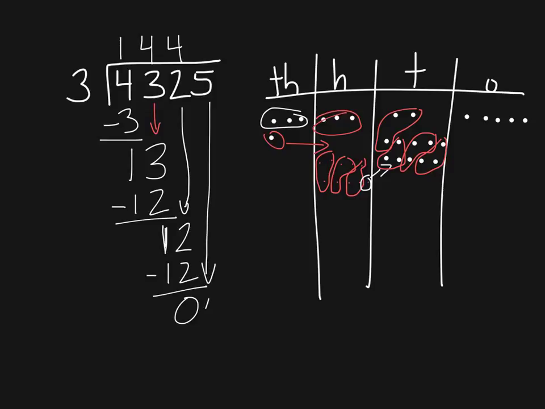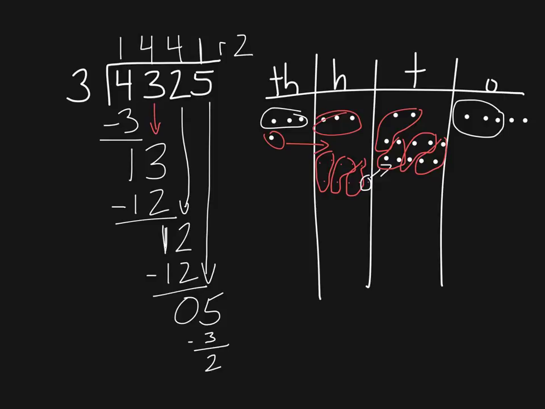I'm going to bring down my last value, which are my 5 ones. And I'm going to see how many groups of 3 can I make there. And the answer is 1. 3 goes into 5 one time. 1 times 3 is 3. 5 minus 3 is 2. So my remainder is 2.